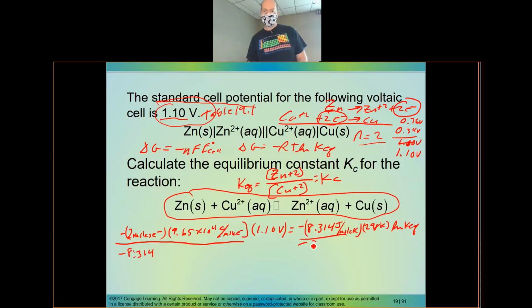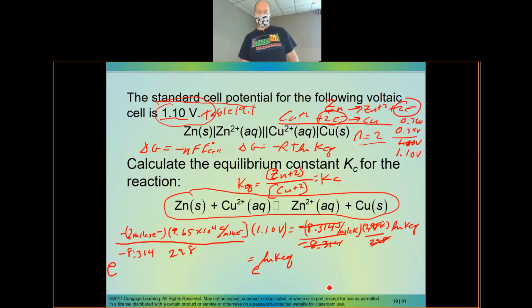So we divide both sides by negative 8.314, and the negative is gone. Divide both sides by 298. That's gone. And then you have a number is equal to the ln of Keq. All right, so then you push your e to the x button, and you get your value for the Keq. And that is 1.6 times 10 to the 37.